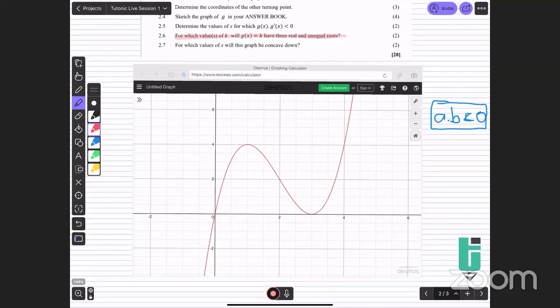Anybody want to try? We've done similar ones to this before. Rivka, do you want to try? I don't think my wording is right. Try, just try.